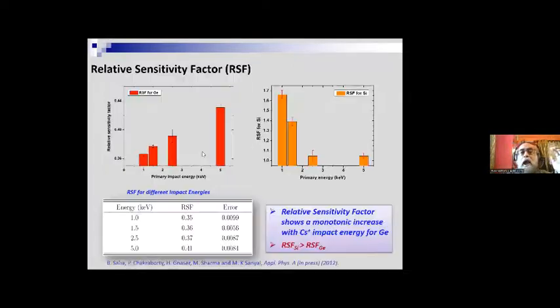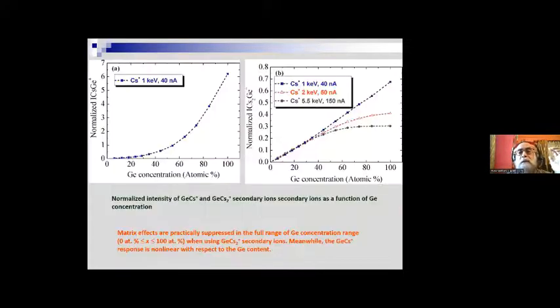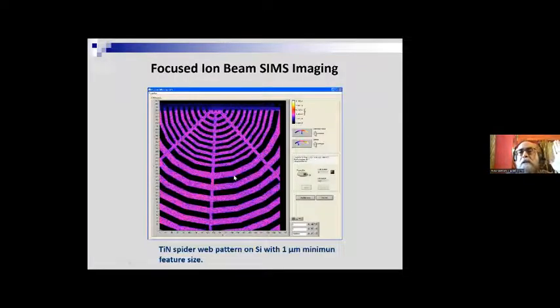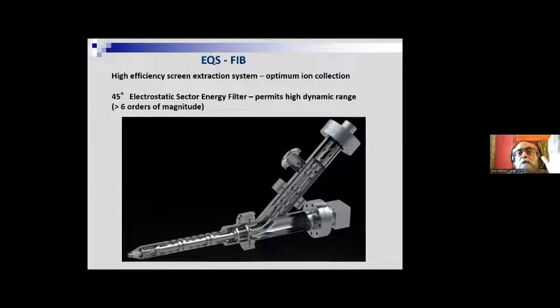And finally, I will talk about the imaging. Imaging is possible, you can simply image the structure by the focused ion beam. And we can see this is a titanium nitride spider web pattern on silicon with 1 micrometer minimum feature size. So this is a perfect image obtained through secondary ion mass spectrometry. And this is done using a 45-degree electrostatic sector energy filter, and this is a high efficiency screen extraction system for the optimum ion collection.